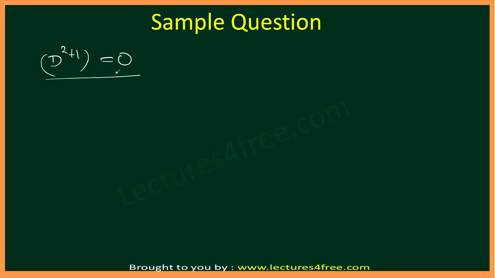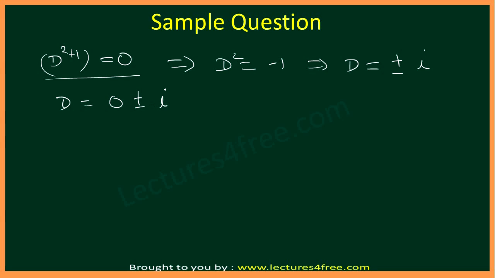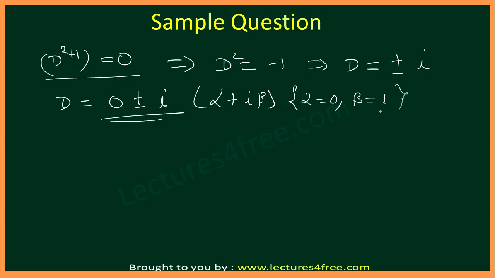So from here you will get d square equal to minus 1, which means d is equal to plus minus i. Or you can write d is equal to 0 plus minus i, which means it is a complex pair of roots. Okay, so if you compare it with alpha plus i beta, here you will get alpha is equal to 0 and beta is equal to 1.